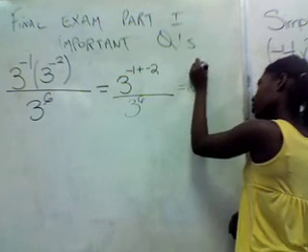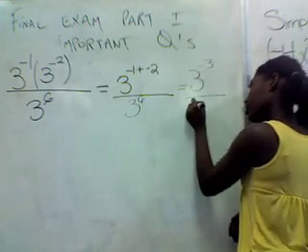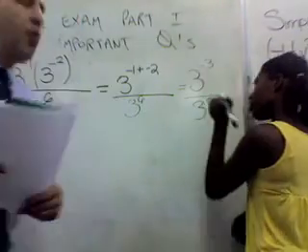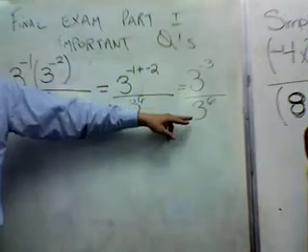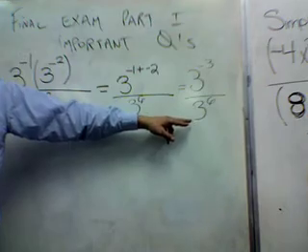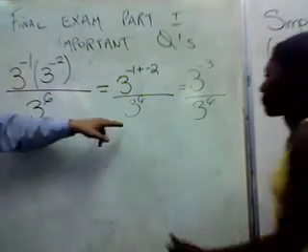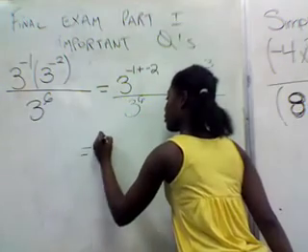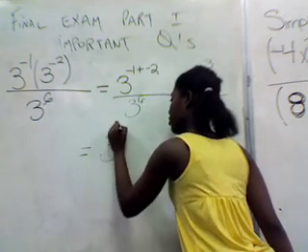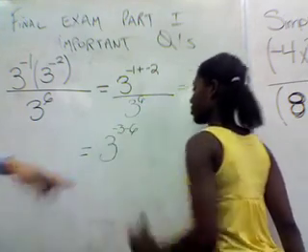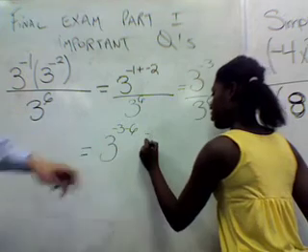See, now we've simplified it that way. We don't have to deal with a lot of different things. So now, again, we have the same base, so it's 3 to the minus 3 minus 6. This is the easiest way to do it. And that equals 3 to the negative 9.